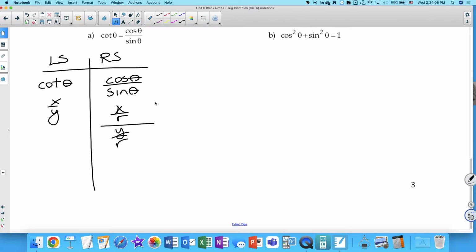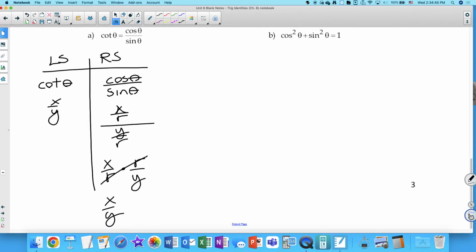Okay? Now, this is a fraction piece, right? I'm dividing fractions. I want to simplify that. So I'm going to take the first one and multiply by the reciprocal of the second one. And the r's end up canceling. And so we get x over y. Okay? Now I'm done because the left side and the right side are equal to one another. Okay, so far so good?